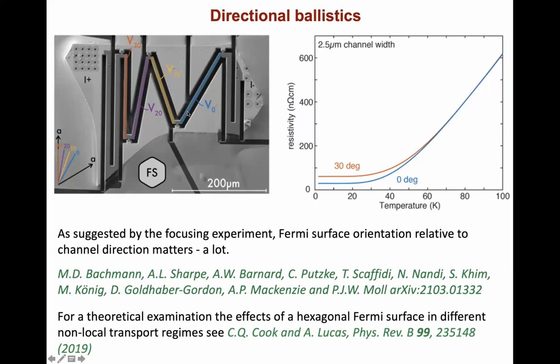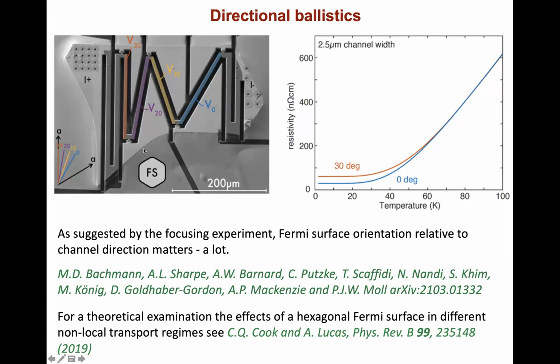So if this directional ballistics is correct, you have a rather pronounced prediction of a hard and easy direction for transport in these wires, as long as the wires are made substantially narrower than the momentum relaxing ballistic mean free path. And this is, in a rather textbook way, exactly what you see.